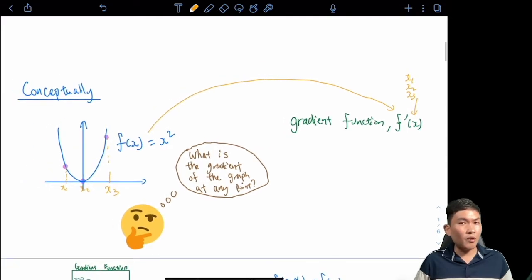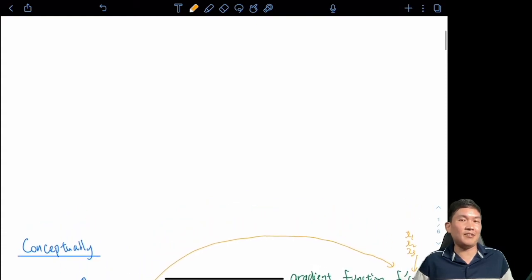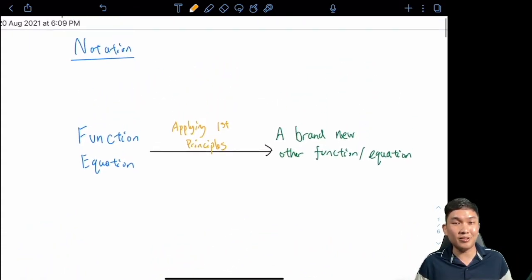You might also notice that saying "applying first principles" is kind of a mouthful. So what are the alternatives? What can we say other than applying first principles? So let's talk about notation.